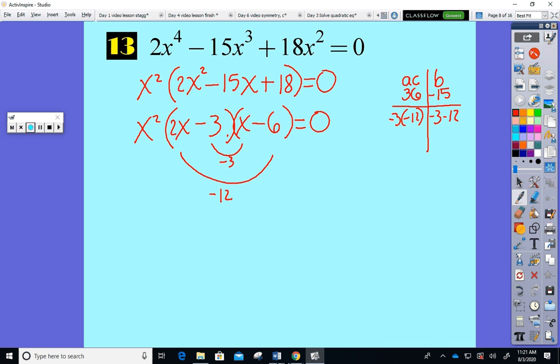Are you with me? So on polynomial equations, you factor to completion. Will this binomial or that binomial factor again? No, so you're done factoring. So give me 4 answers. X squared as a factor tells me x equals 0 is a double root. You got it. So we're going to count it twice. Otherwise, you have to say x equals 0, x equals 0. You have to list 4 answers one way or another. 2x minus 3 is a factor, tells you x equals 3 halves. Beautiful. And x minus 6 is a factor, tells you x equals 6. Nice.